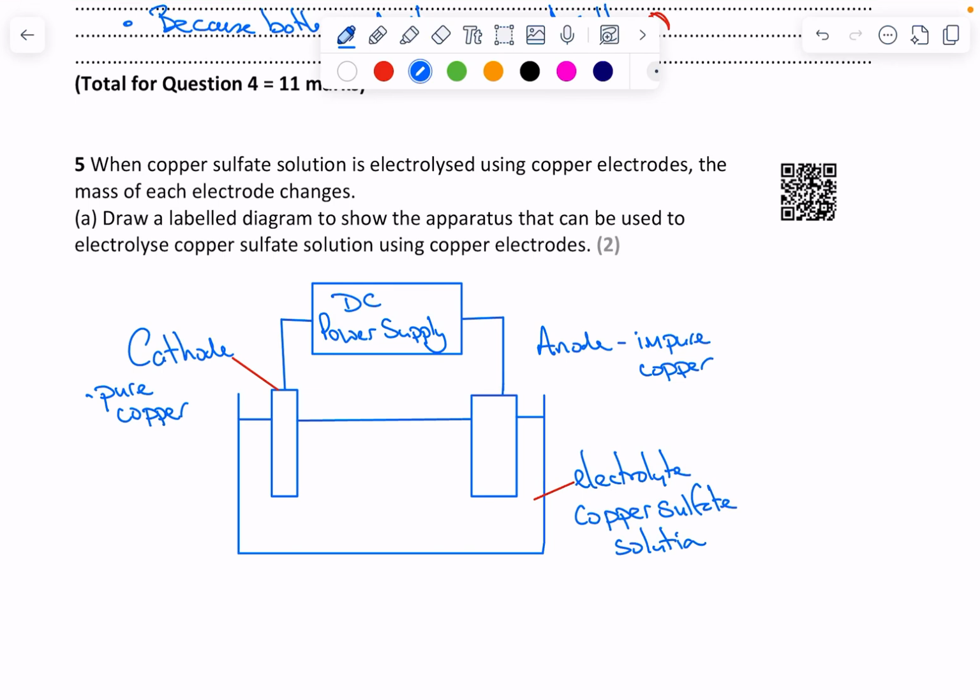So we have to draw a diagram showing the setup for electrolysis. There's 2 marks. So what you need to do in here is make sure you have got both your anode and cathode labeled, and make sure you've got power and the electrodes are in the electrolyte, and make sure you've got your power supply, and the power supply is connected fully to the circuit to make the circuit complete. So 1 mark for each of those 2 points.